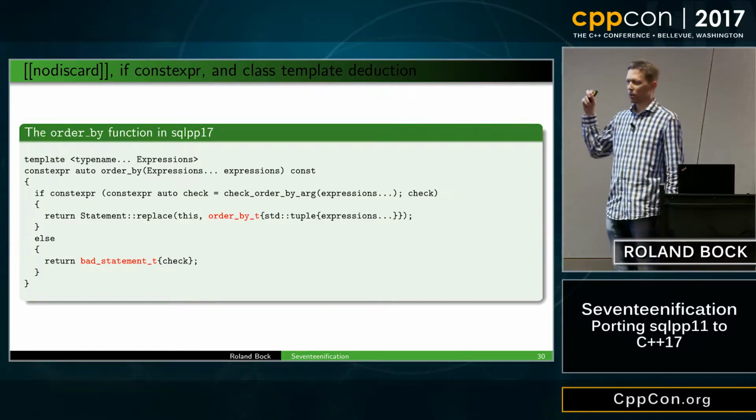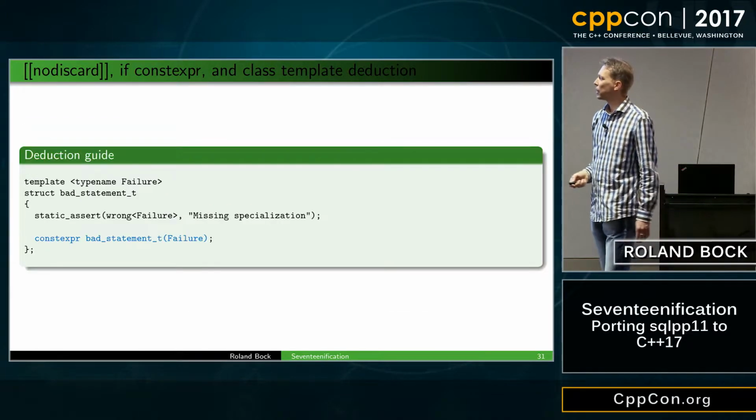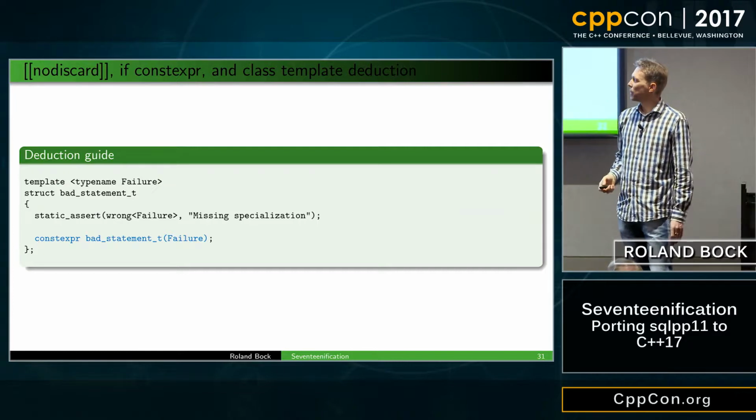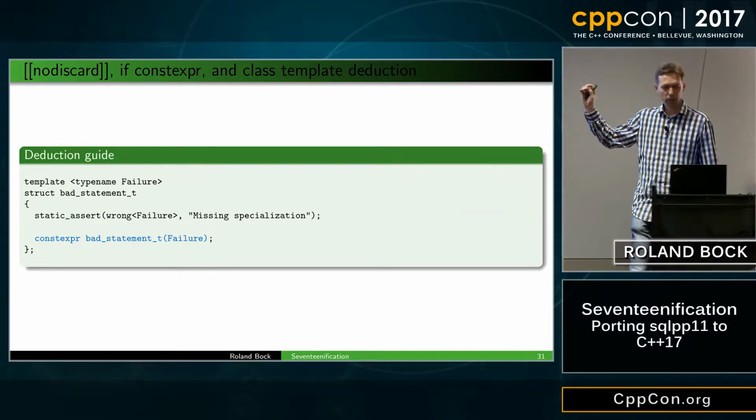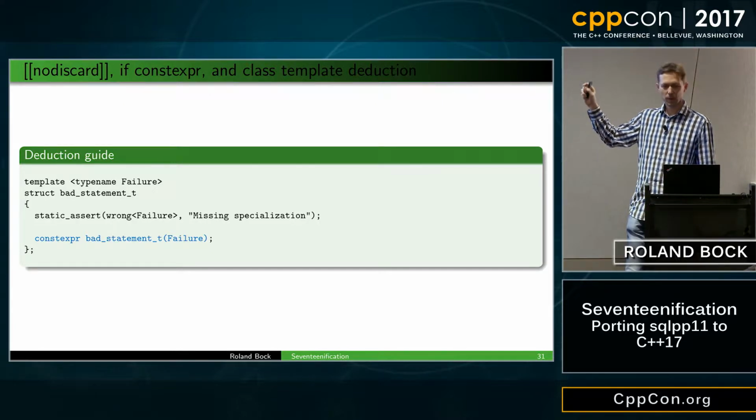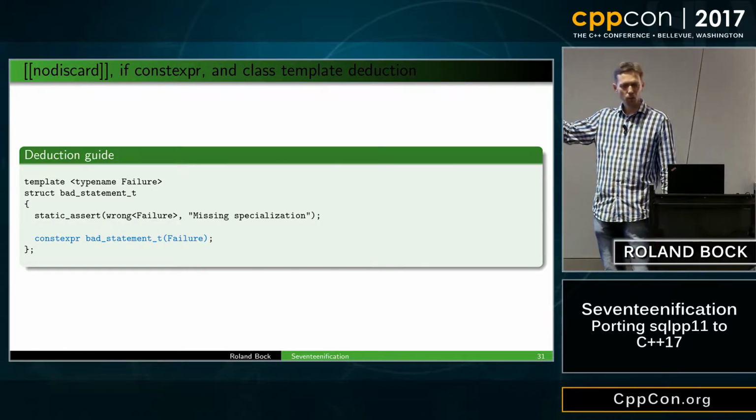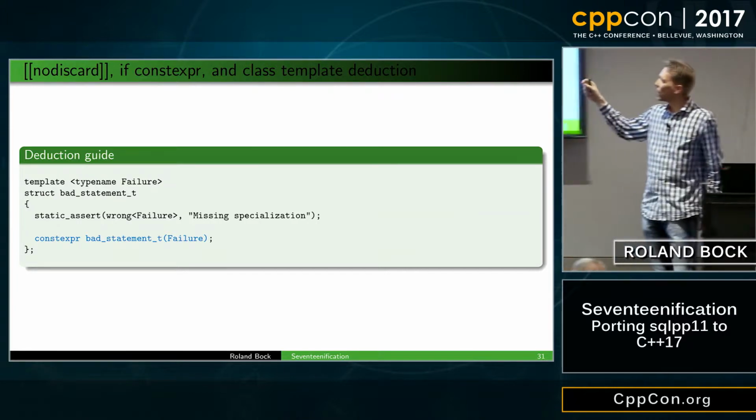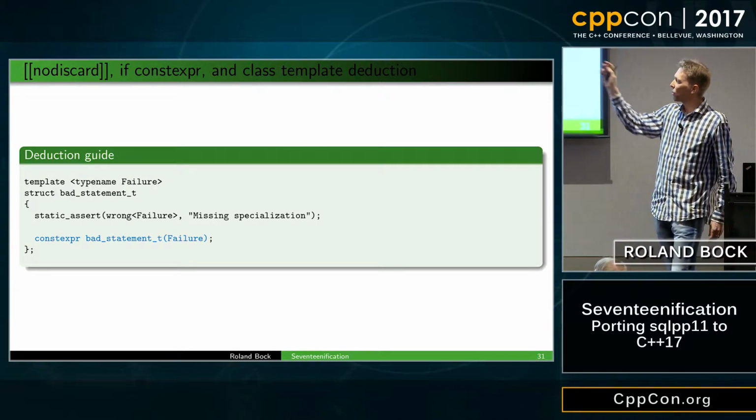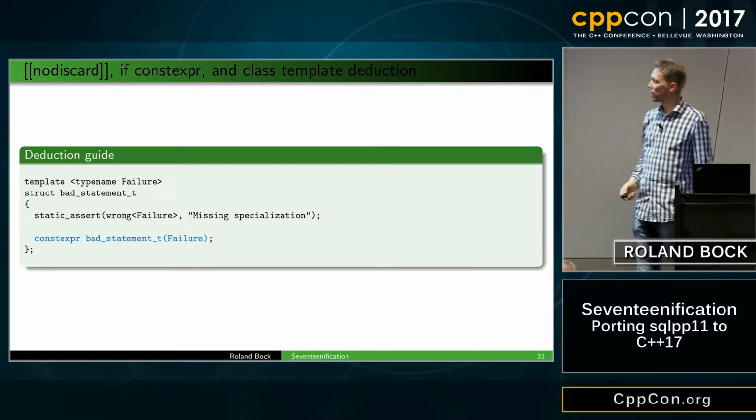You have to have compiler guides in the primary template or associated with the primary template. So in this case, the bad statement, as the primary template, is something that contains a static assert that will evaluate to false. And so whenever you try to specialize this or to use this, it will fire a static assert and tell you to use some other specialization.